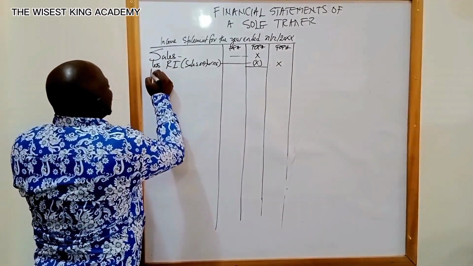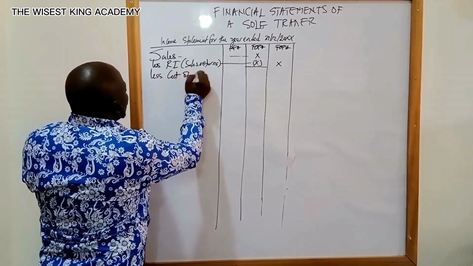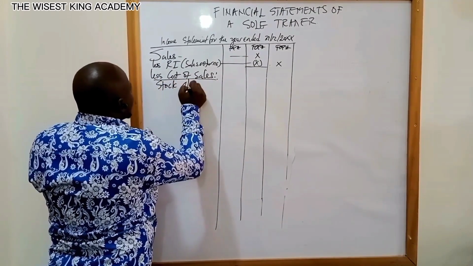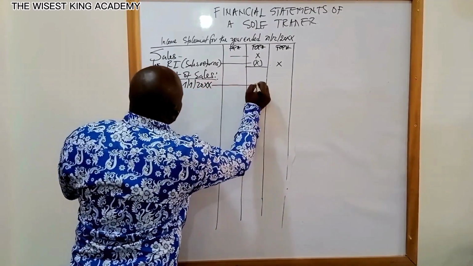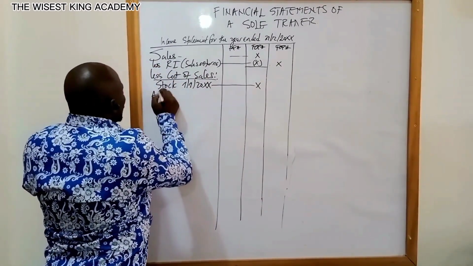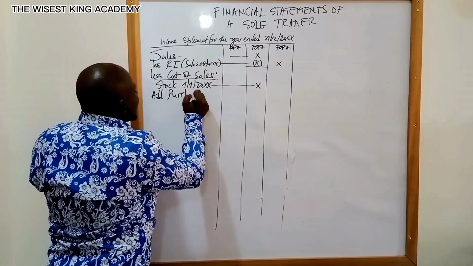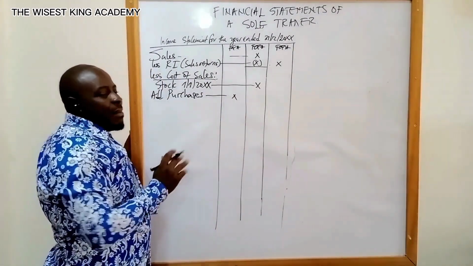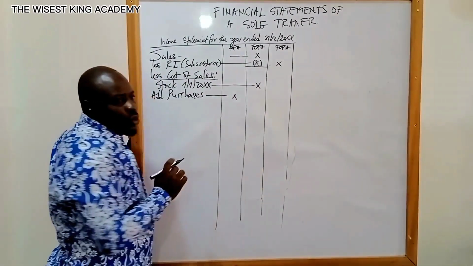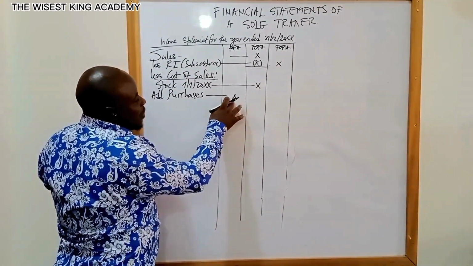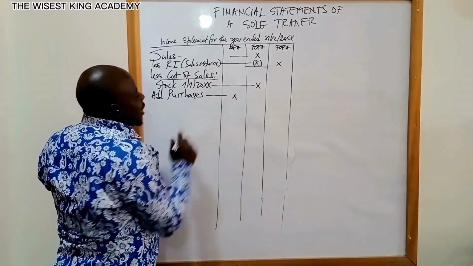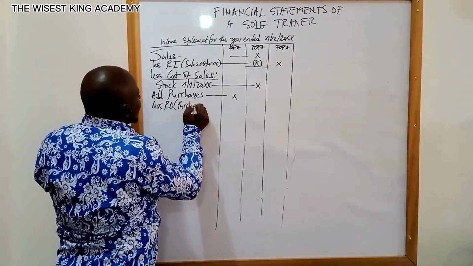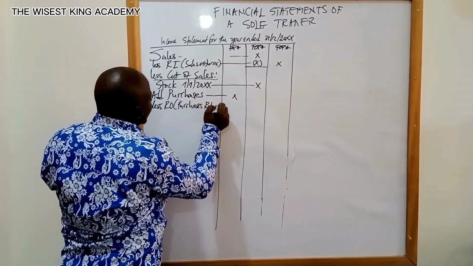Now from it, we need to less cost of sales. So the first thing we have there is stock as of 1st of January 20XX. We take it to the middle column. We have our purchases. Now, if we have returns outwards, we are going to take our purchases in the first column. But if there are no returns outwards, we take it directly to the second column. Now, from this, we less returns outwards. That's also called purchases returns.